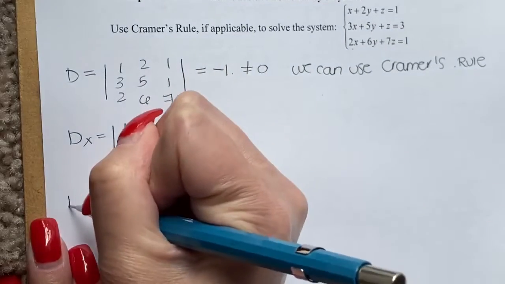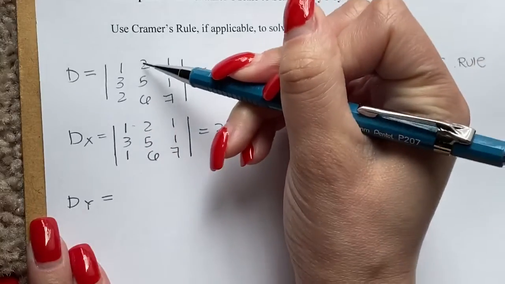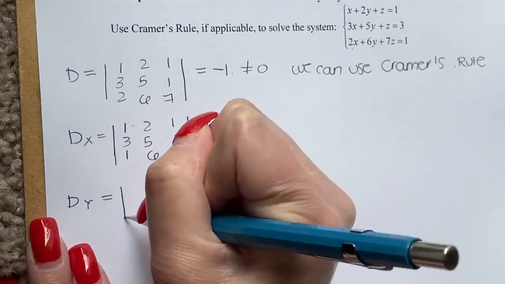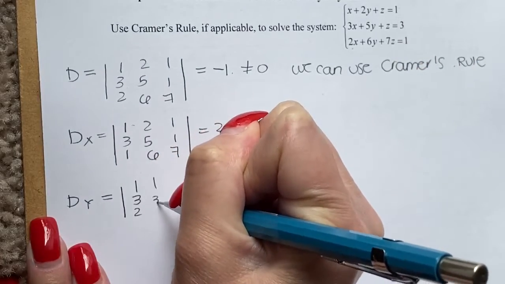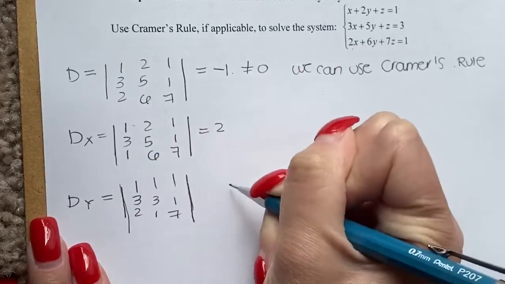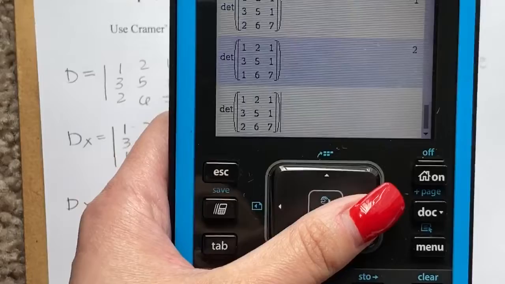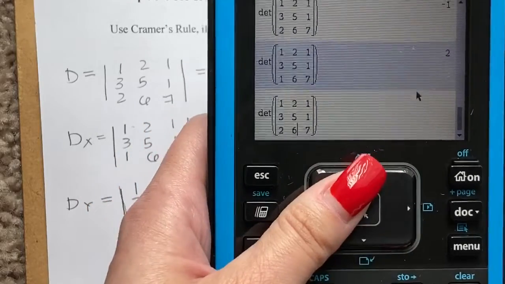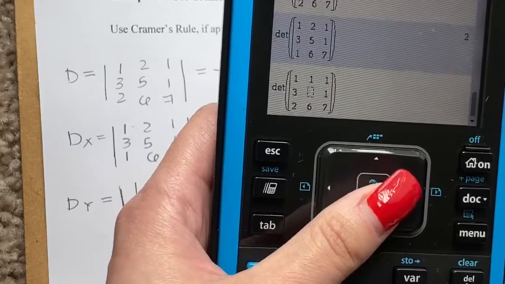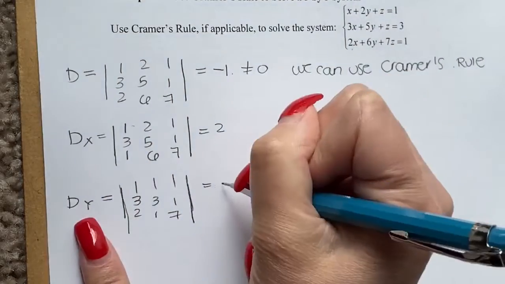Now, moving on, I'm going to do d sub y. So it's going to be exactly the same as this one. The only thing is, you're going to interchange 2, 5, 6 by 1, 3, 1. So you have all this. So this is going to be your determinant. I would copy this one, and then I would exchange the middle, which is going to be 1, 3, 1. So you have that that determinant is -2.